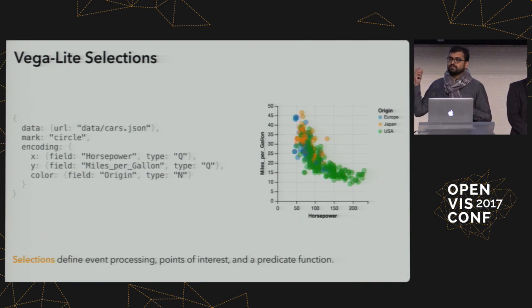So here is a simple Vega Lite specification for a scatter plot. What we're showing is the horsepower along the x-axis, the miles per gallon along the y, and all of these cars are colored by their country of manufacture.